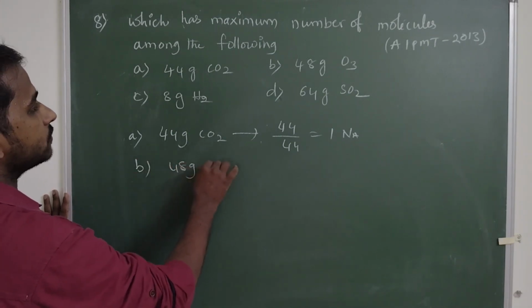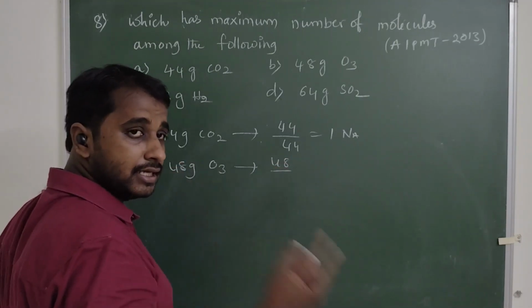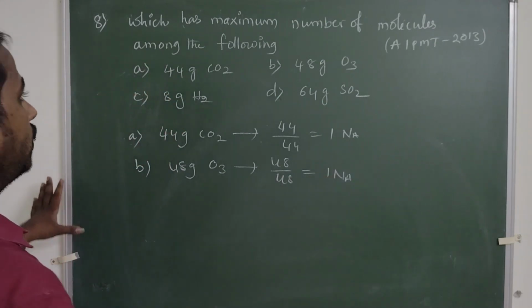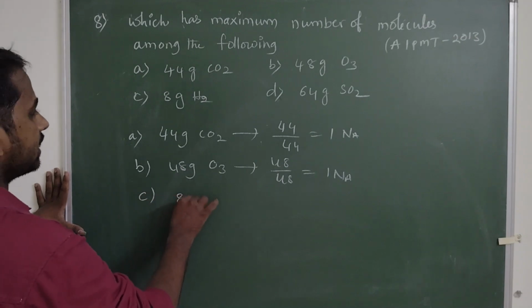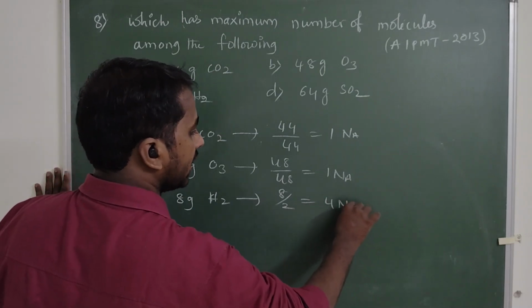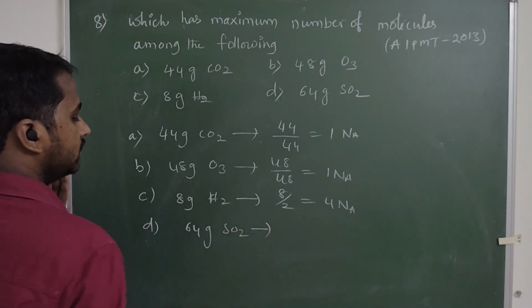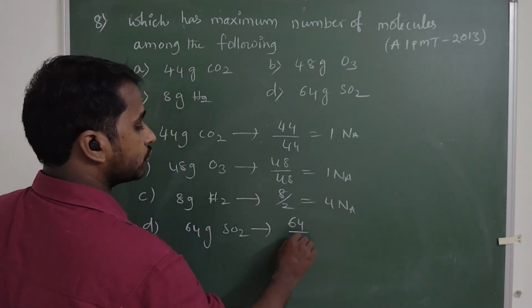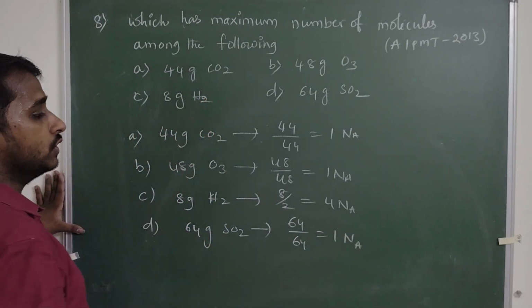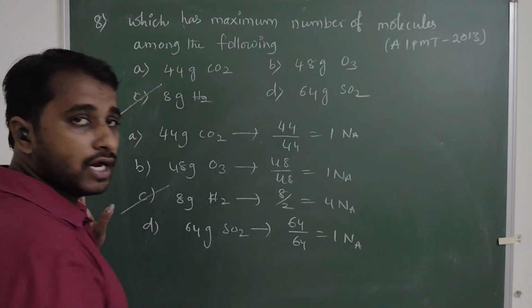Then 48 grams of O3: 48 by the oxygen molecular weight of 16 with 3 atoms, again 48, so again 1 NA number of molecules. Coming to option C, 8 grams of H2: 8 by the molecular weight of H2 which is 2, so 4 NA particles. Option D, 64 grams of SO2: 64 by the molecular weight of SO2 which is 64, again 1 NA moles of molecules. So the one having more molecules is option C, 8 grams of H2, and that is your answer.